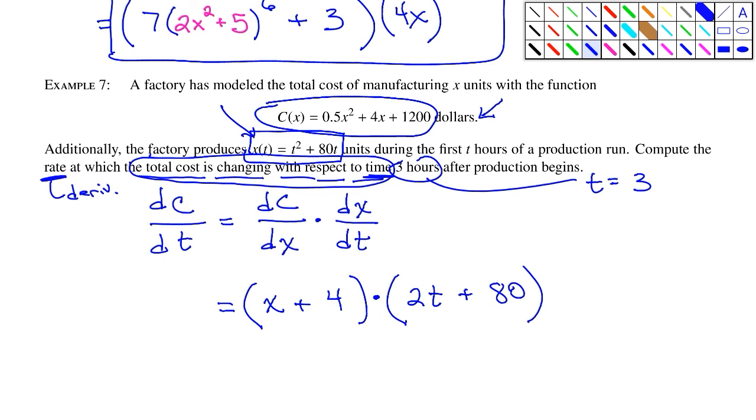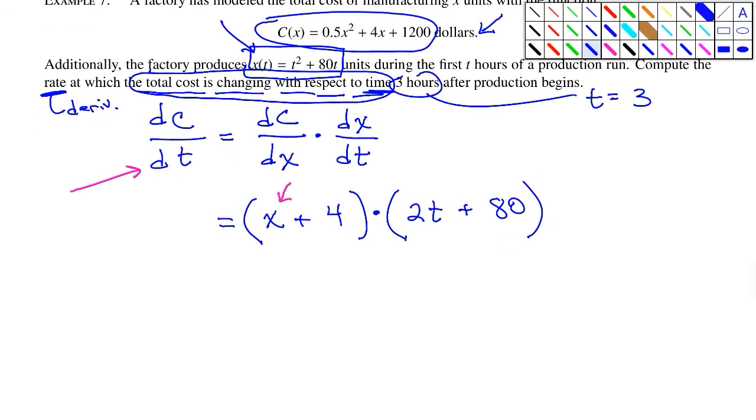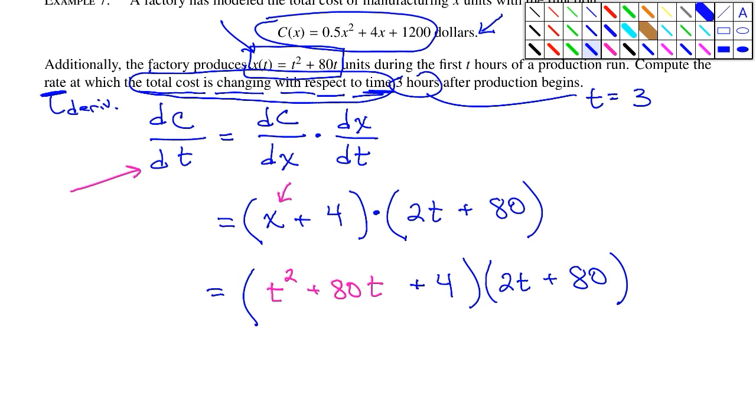That is the derivative, except that we want it in terms of t. We still have an x. Got to get rid of that x. So I'm going to rewrite this as, what was x equal to in terms of t? That was t squared plus 80t. And then plus the 4, everything else is the same. Now I have my derivative in terms of t, and now I can evaluate where t is equal to 3.